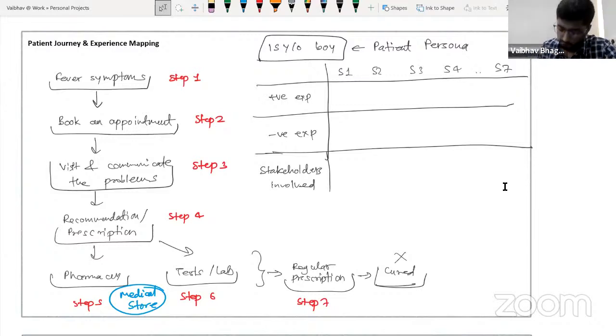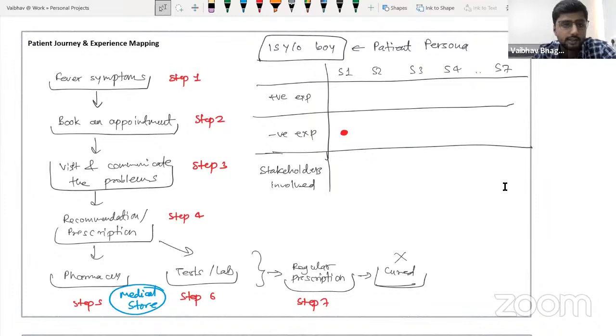Okay. So at step number 1, he's experiencing the fever symptoms. So that might not be a very good experience. So it goes down here. At step number 2, he's booking an appointment. So here comes the role of us people who are working on a solution. Let's say one of us will work on an application which does this end-to-end, right? From booking to prescription to everything.